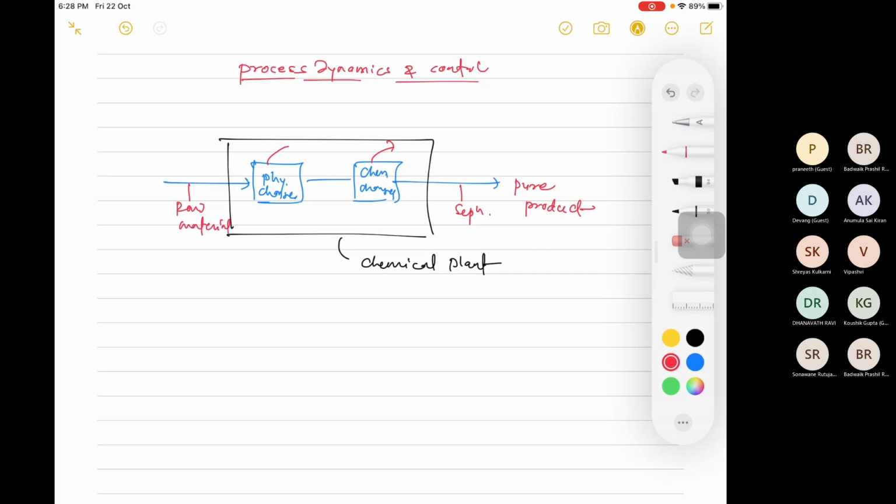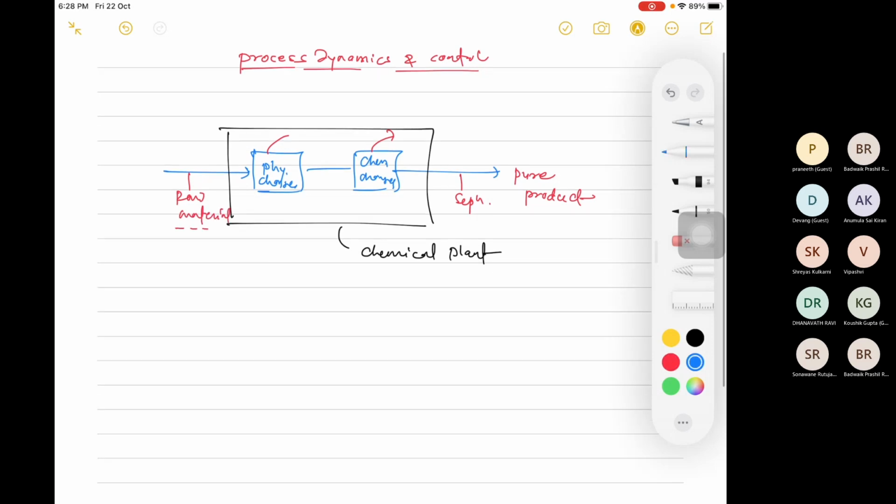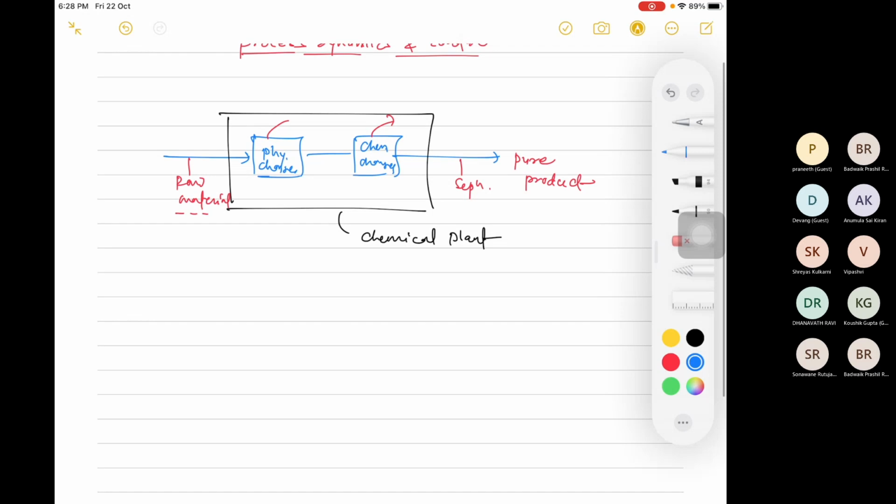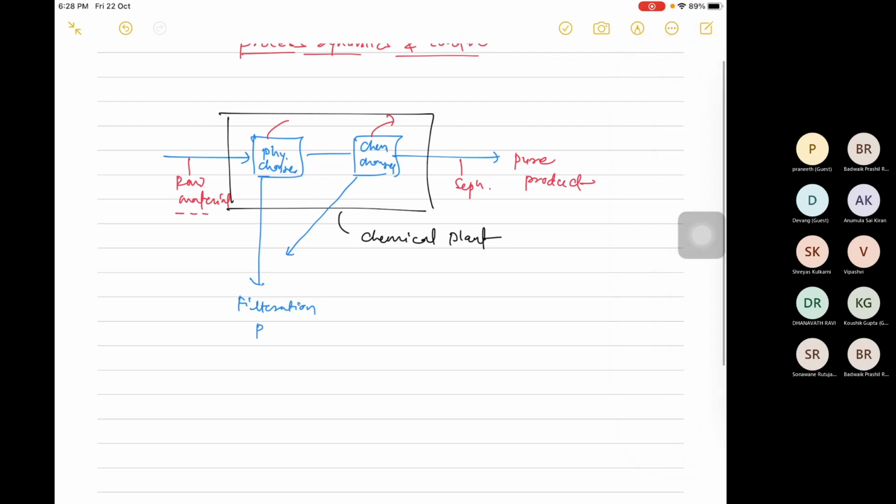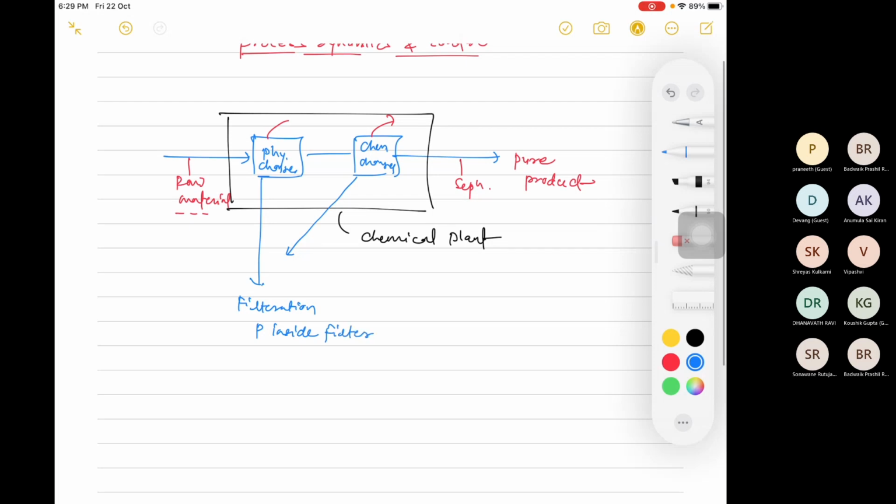Whenever you are doing this kind of operation, what happens? You need to maintain temperature. Suppose this is a chemical reaction, or a physical change such as filtration. In filtration, you need to maintain the pressure inside the filter, right? You must have studied in MO, the leaf filter process, where you need to maintain the pressure.